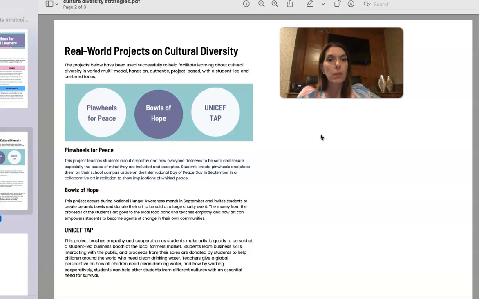And then Pinwheels for Peace is an international art installation. The students make paper pinwheels. It's for world, like the circle, world peace. And it teaches no bullying, empathy, getting along with one another. And then we tie it into a worldview. So those are just a couple projects that are beneficial in teaching cultural diversity to all students and engaging them.